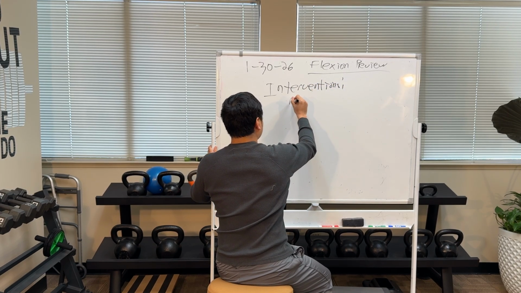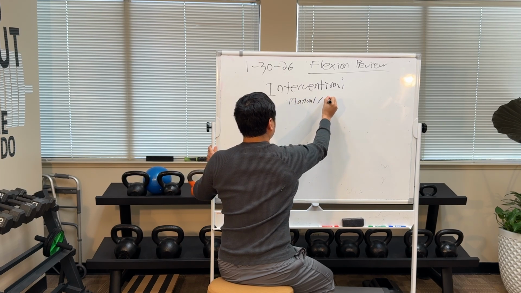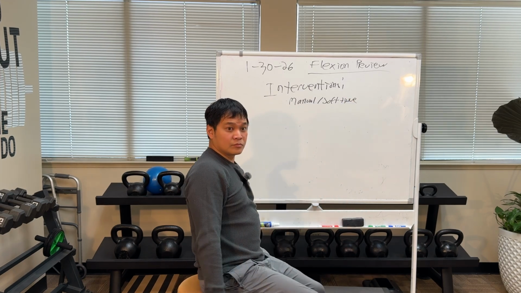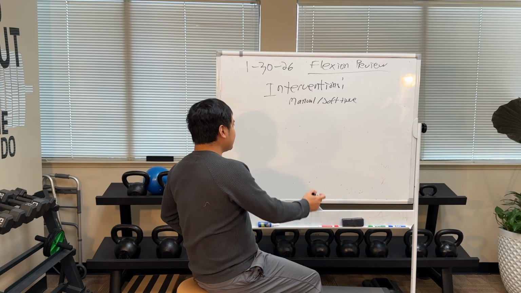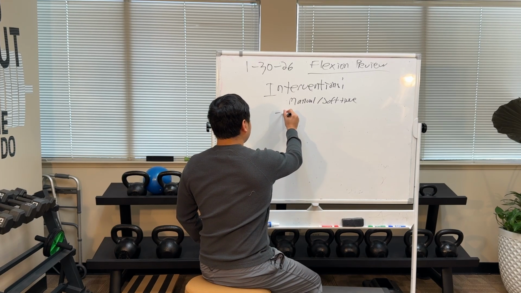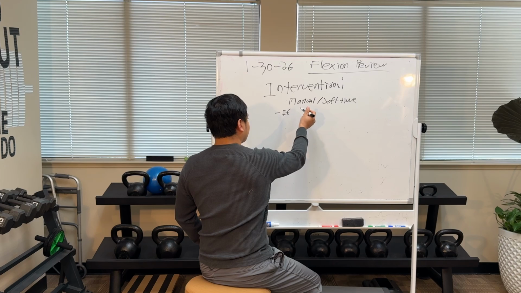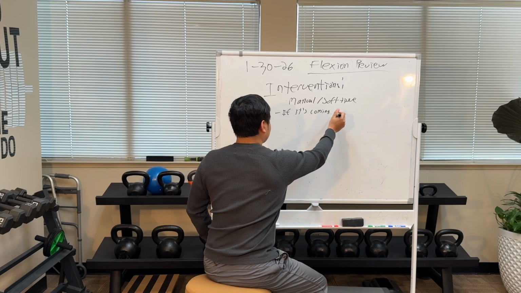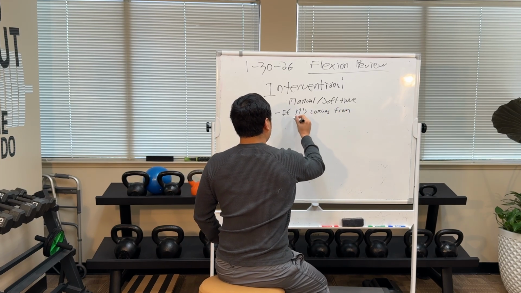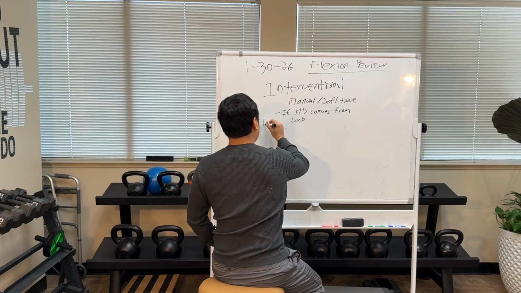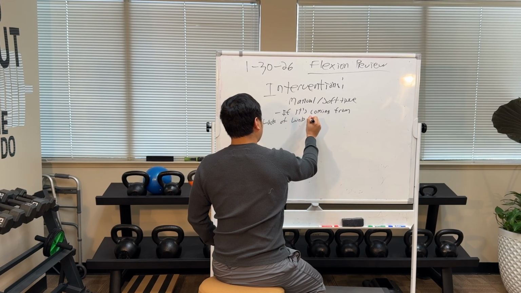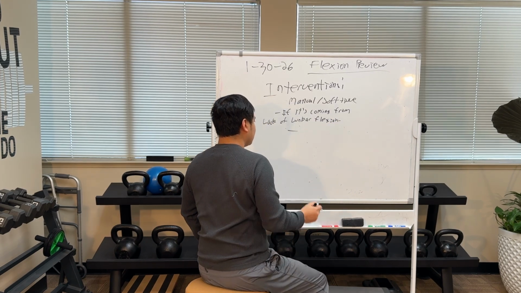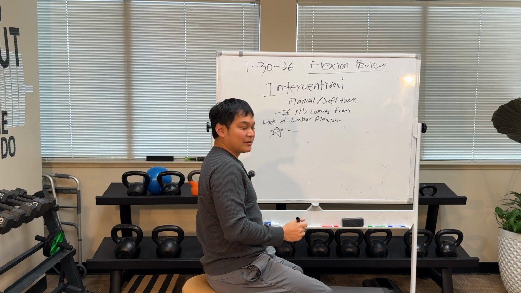All right, let's do manual soft tissue. And this would obviously depend on where their issue is stemming from. Exactly. So let's do the most common one, if it's coming from lack of lumbar flexion, right? What's the star treatment for that? The cups. Yeah, cupping.